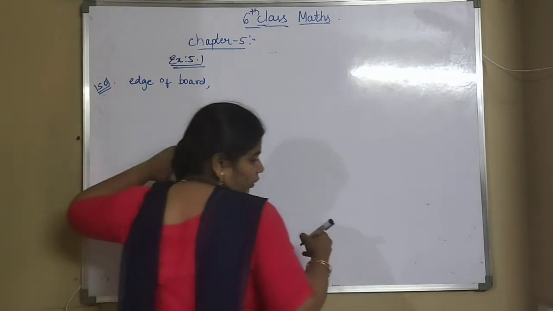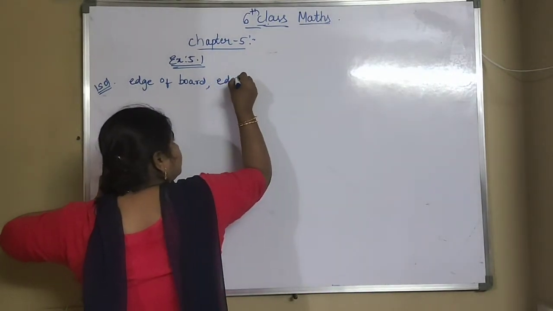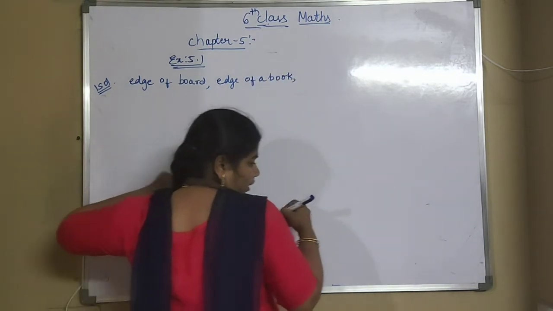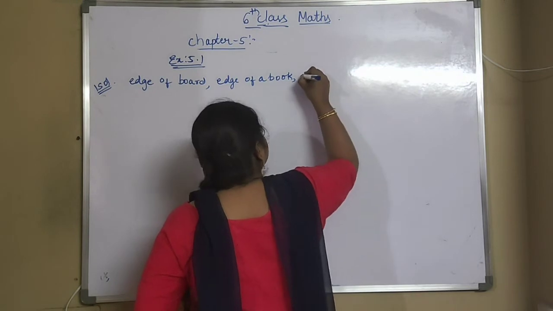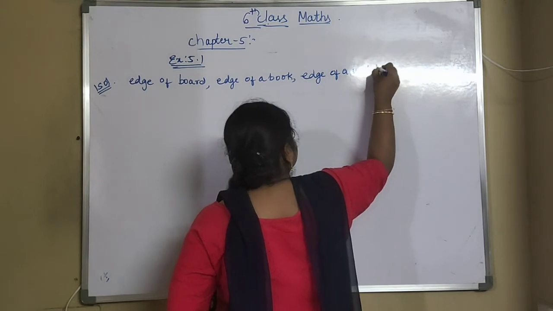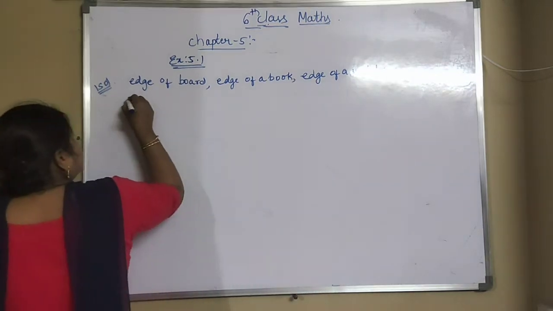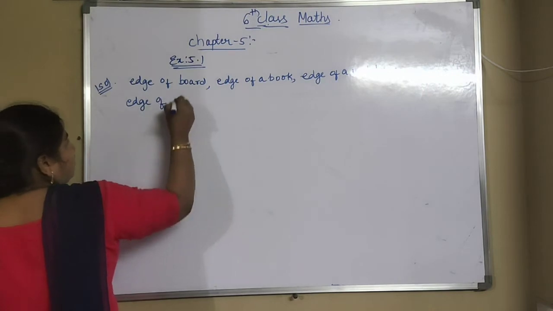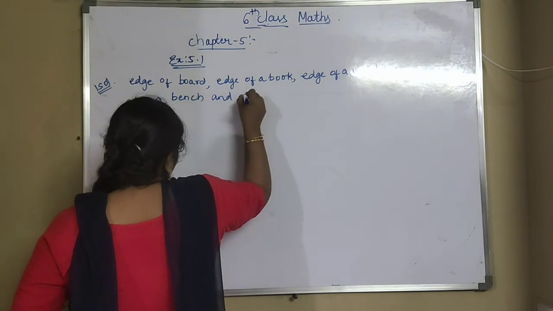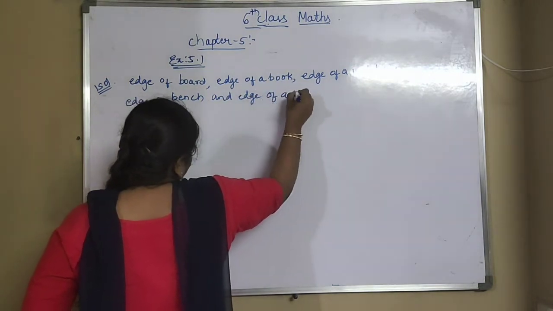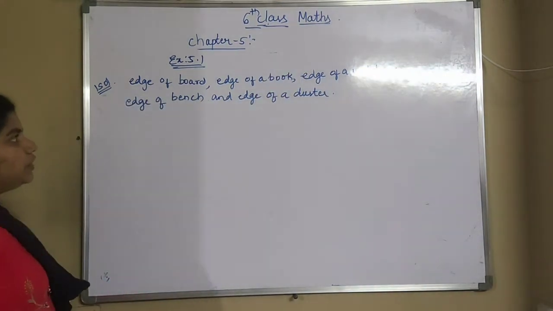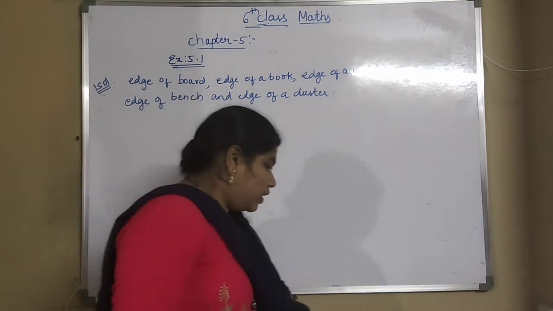Okay, in the same way you can write edge of a book. Next, you can write edge of a window. You can write edge of a bench. And also you can write edge of a duster. So these are the 5 examples for line segment.